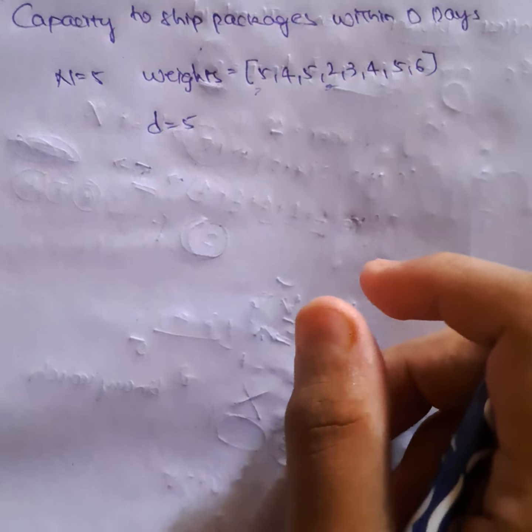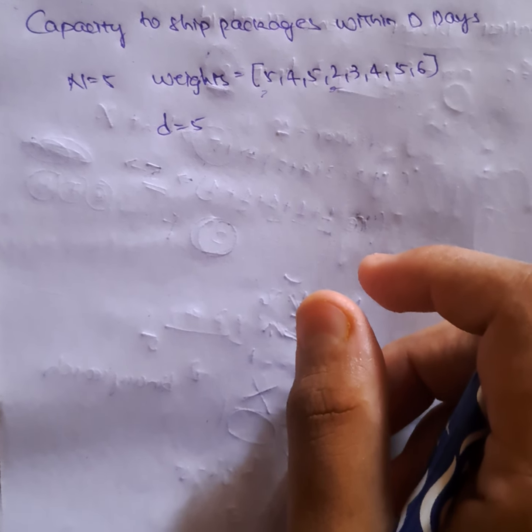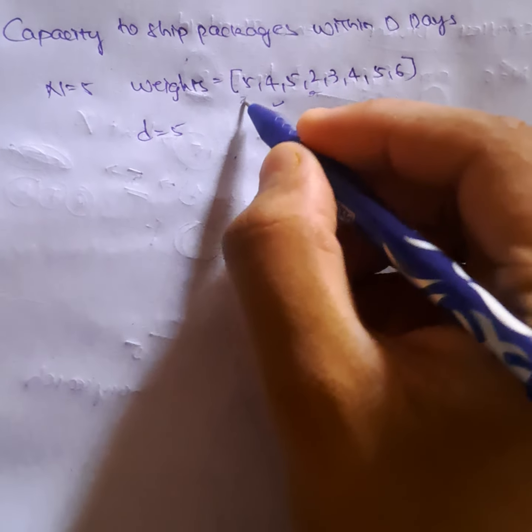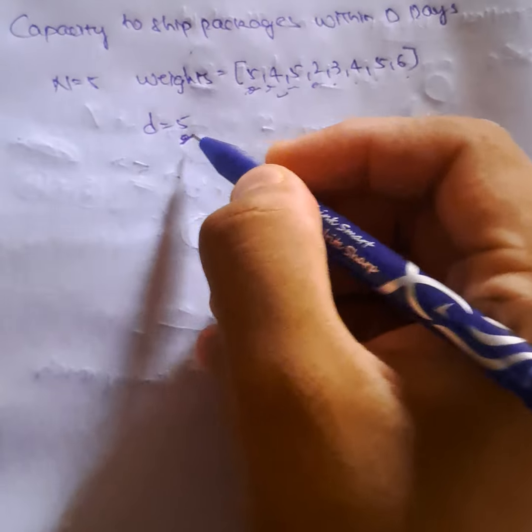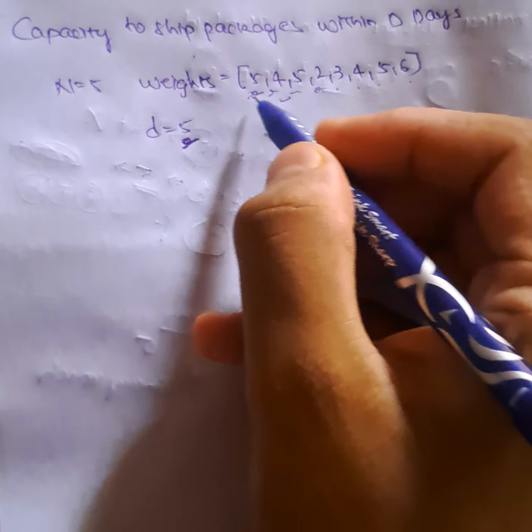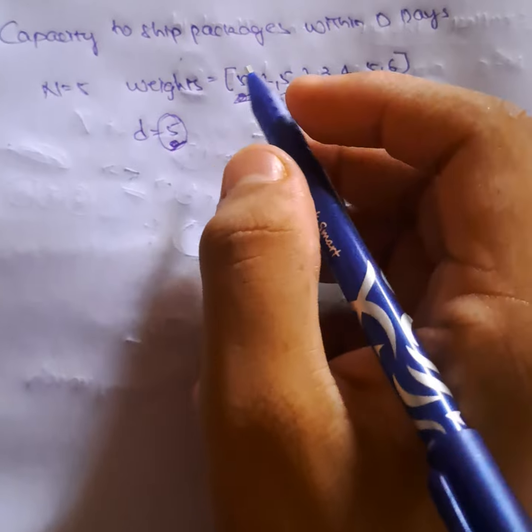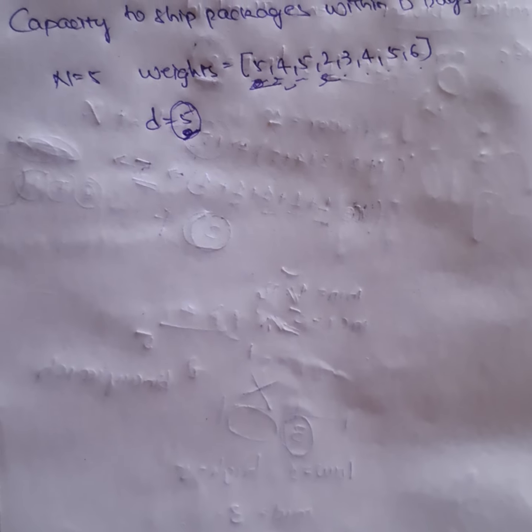Hello everyone, we are given this question, capacity to ship packages within D days. Here we are given some packages: first, second, third, fourth, fifth, sixth, seventh, eighth. We are given that we should ship all of these within 5 days at max. They are asking what should be the minimum capacity. That's the question for this.